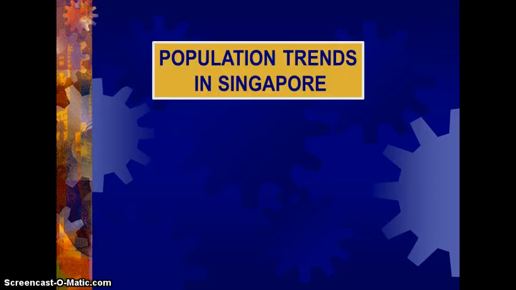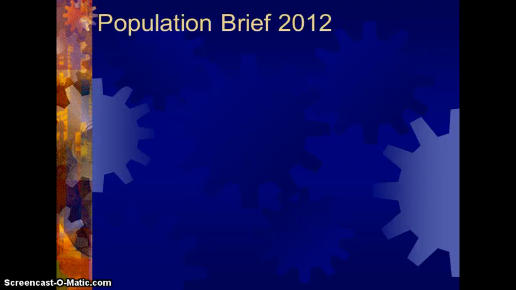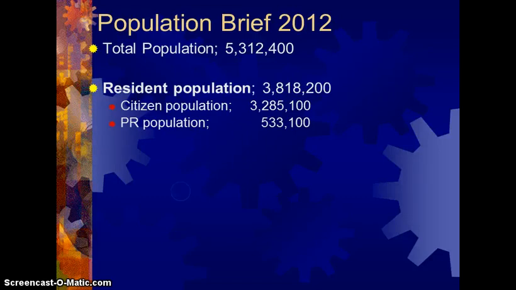Alright, population trends in Singapore, part 1, from the early 1960s to the end of the 1970s. Now let's look at the population breakdown, or composition, in 2012, which is 2 years ago. In Singapore that year, the estimate was about 5.3 million people. Of this, 3.8 million are residents, and they are divided into two parts.